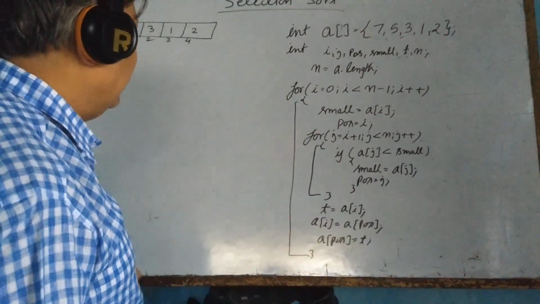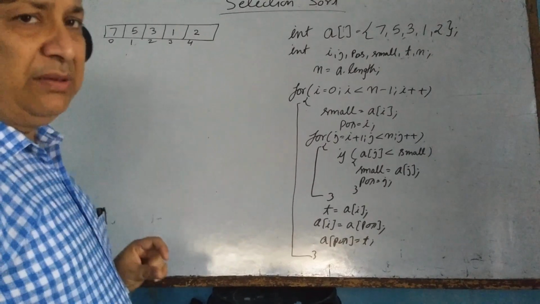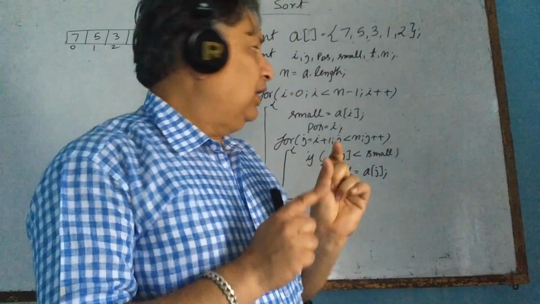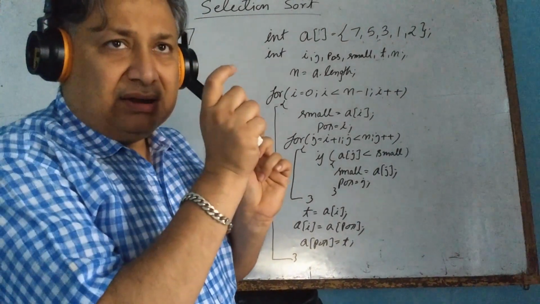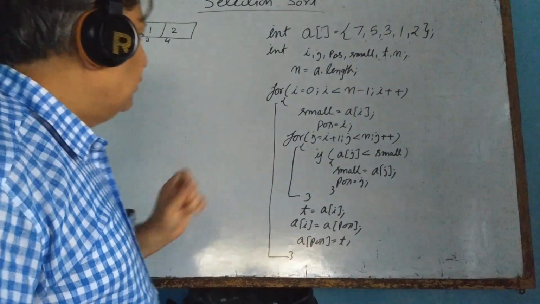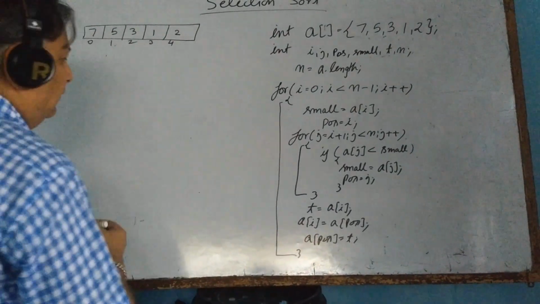There are 2 loops, as we have discussed in the logic. The first loop is starting from 0. This loop is determining which place we are looking for, and another loop is starting from I plus 1 and scanning the whole array to find the smallest number. So let's see with this example.